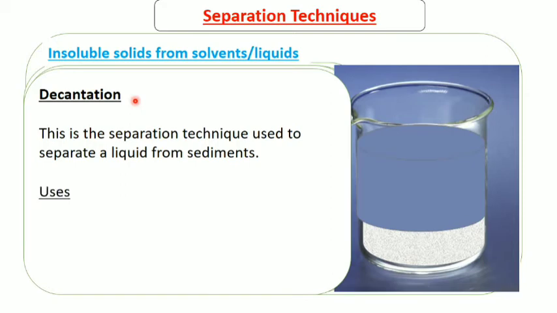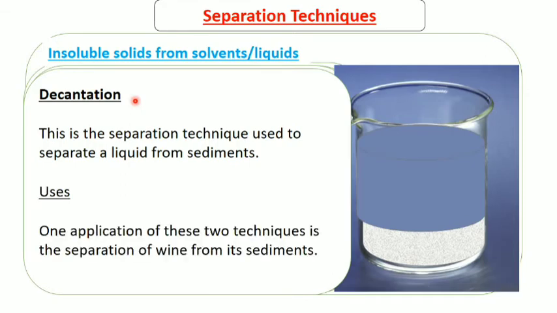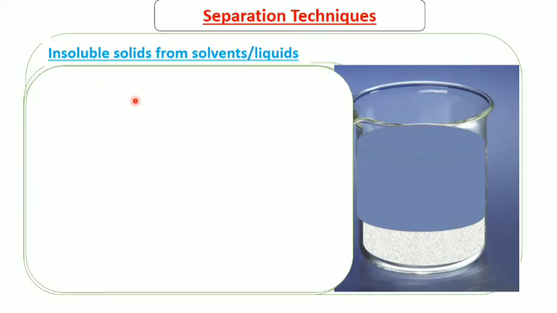So what are the uses of sedimentation and decantation? One application of these two techniques is the separation of wine from its sediments. When wine is made, it has some solid particles in it that come from the fruit it was extracted from. So these insoluble solid particles have to be removed, and this is done by sedimentation and then decantation. You allow them to settle. Once they settle, they go down. Then you pour out the wine from the mixture. Then you have separated wine from its sediments.